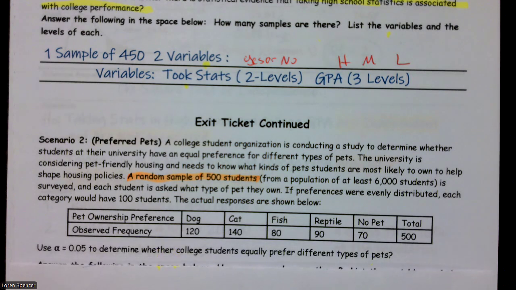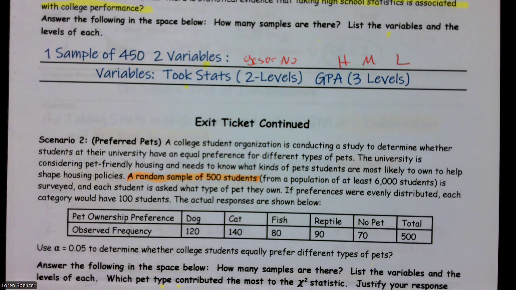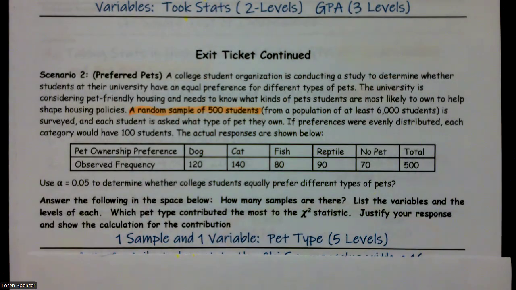All right, when I look at this, it says how many samples are there? Well, there's one sample, and there's only one variable, and the variable is the pet type. That pet type has five levels. It could be a dog, a cat, a fish, a reptile, or no pet at all. And then it says which pet type contributed the most to the chi-squared statistic.